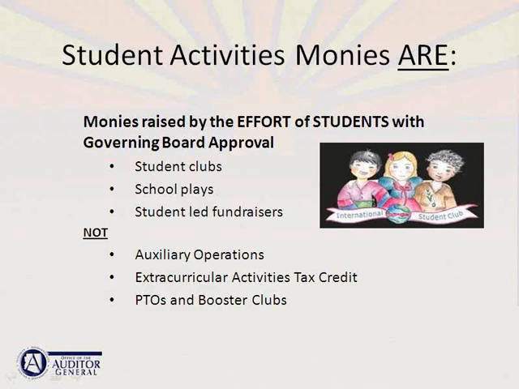Some monies that can get confused with student activities monies include auxiliary operations monies, which consist of monies raised by the bookstore and monies raised at student athletic events. Tax credit monies, paid or donated for extracurricular activities. And even some non-district monies, such as PTO and booster club monies.